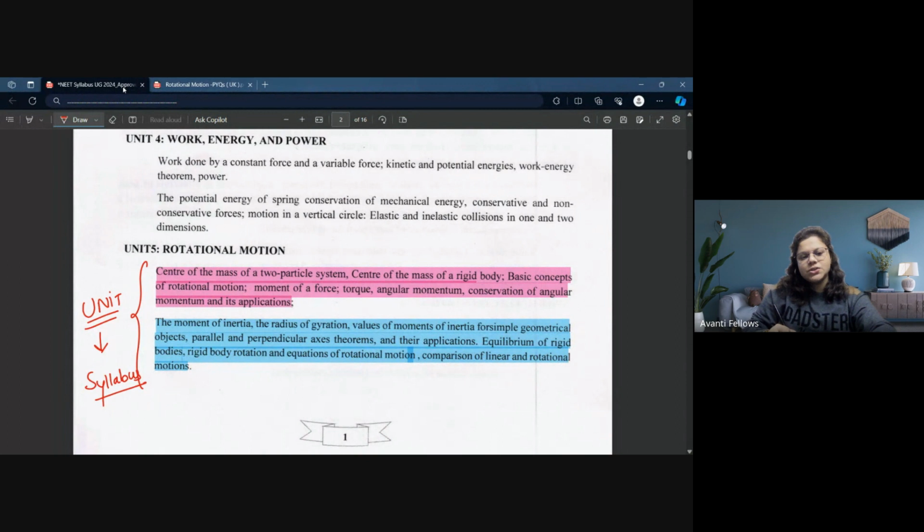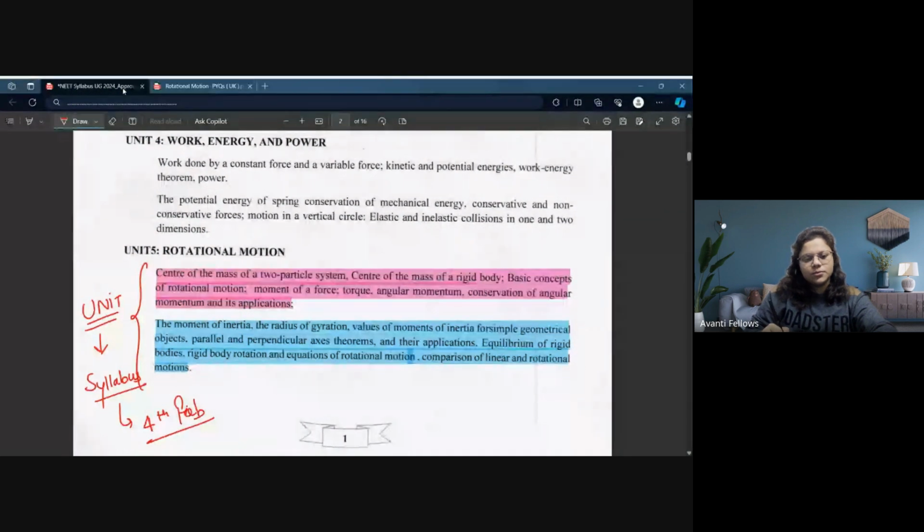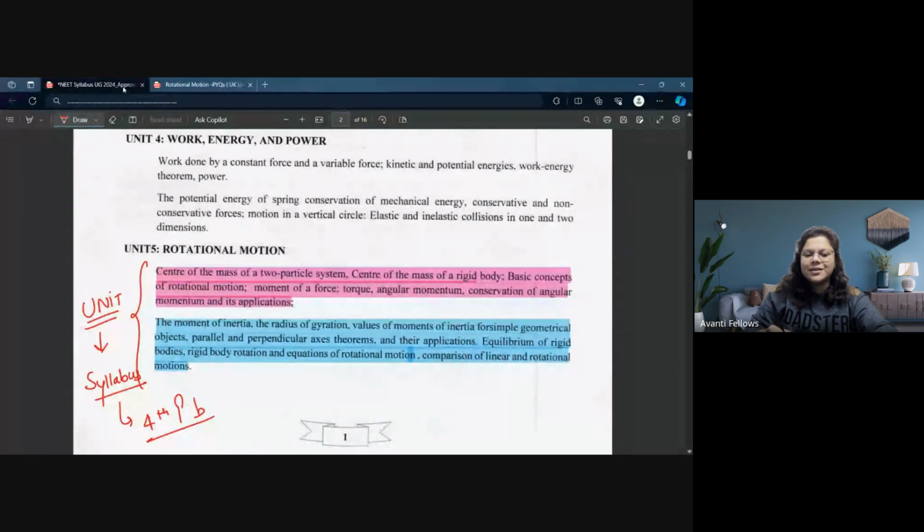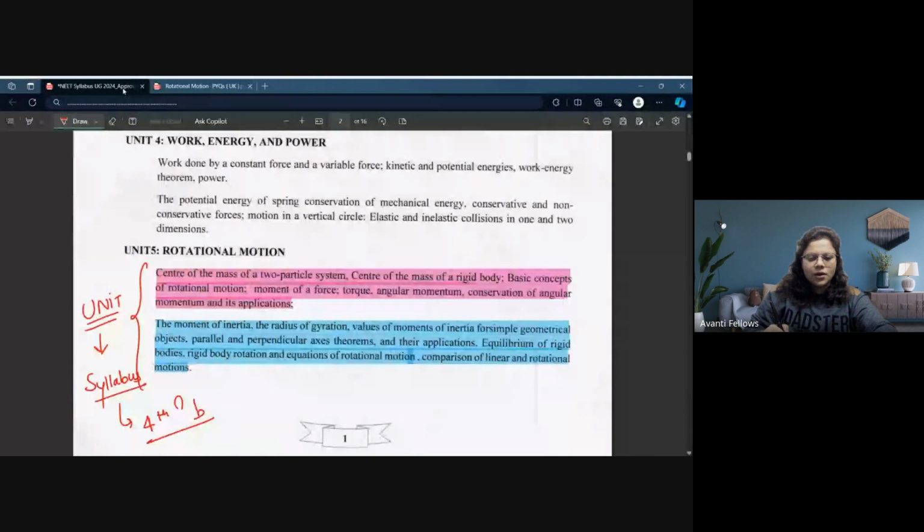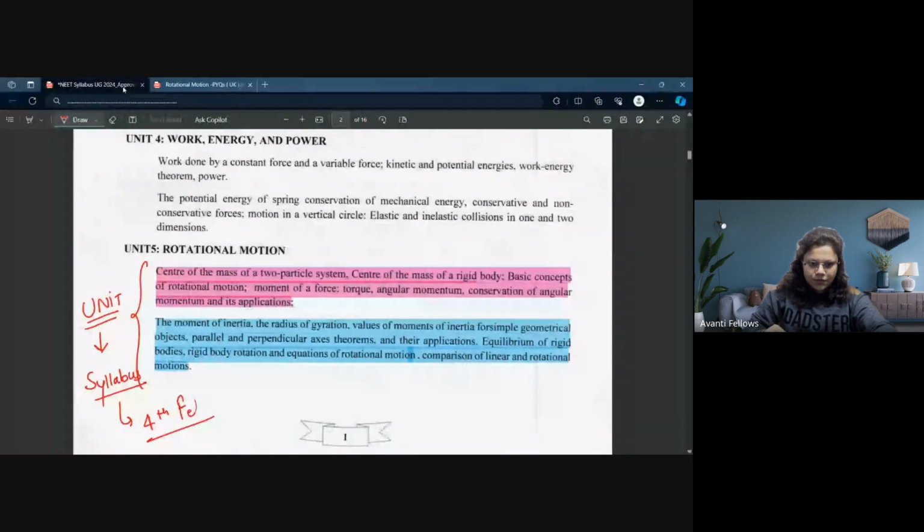Which will be held on 4th of Feb. Most probably you will get the notice via photo or something, but you will have the information. For the time being, I'm discussing the syllabus for physics. We are going to take the test for rotational motion. So please make sure that you've covered all the topics, whether theoretical or numerical.